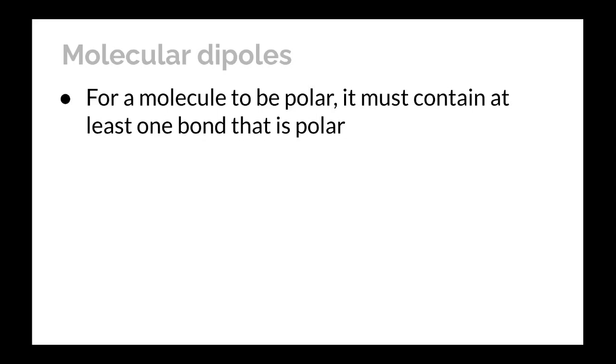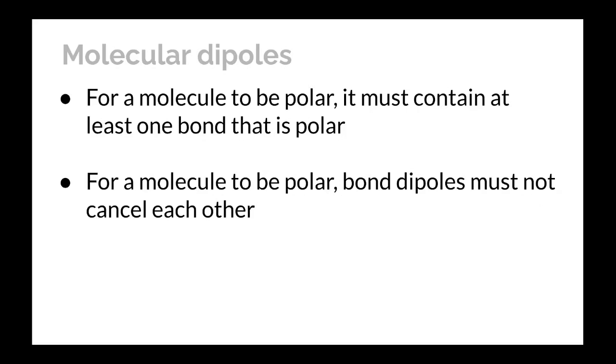For a molecule to be polar, one thing that has to be true is it has to contain at least one polar bond. So I'm using the word molecular dipoles here. Molecular dipole means that the molecule has a polarity. So we could say the molecule has a dipole, or we could say it is a polar molecule. Those are both statements that mean basically the same thing.